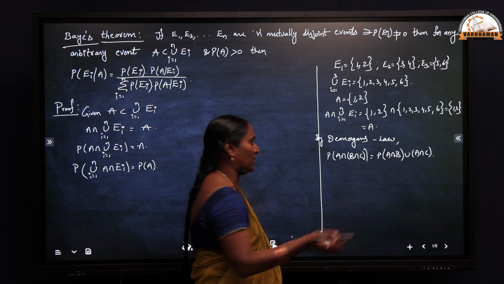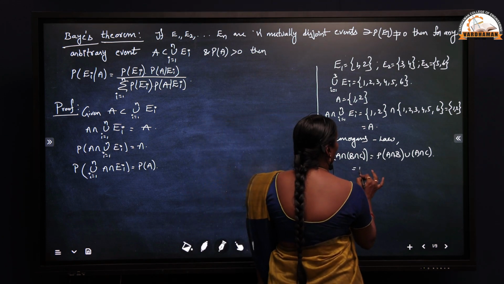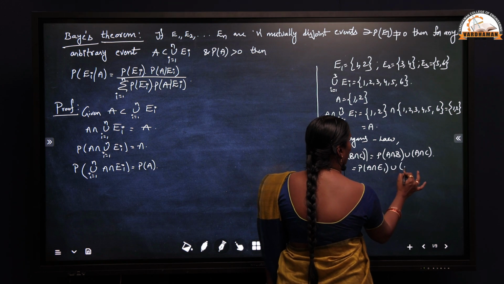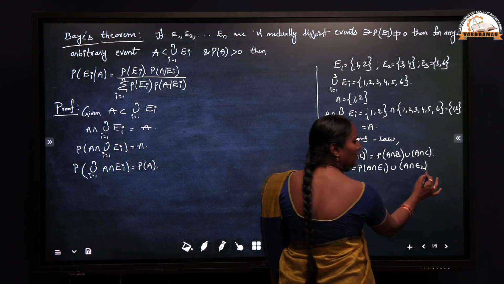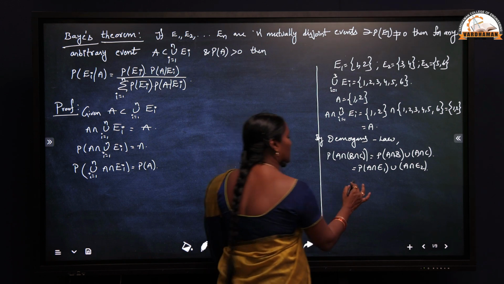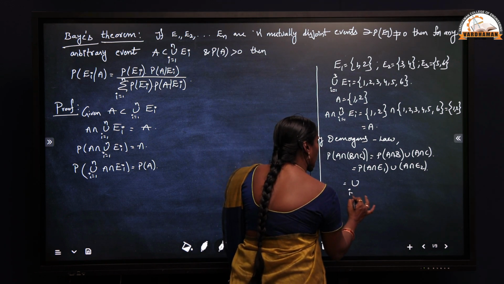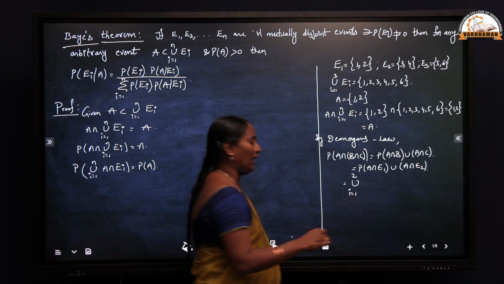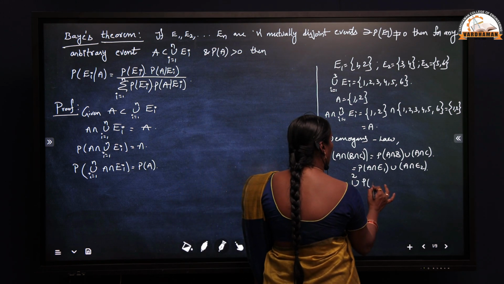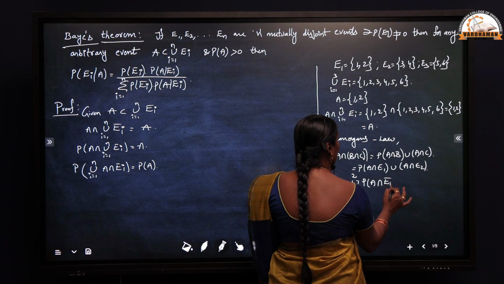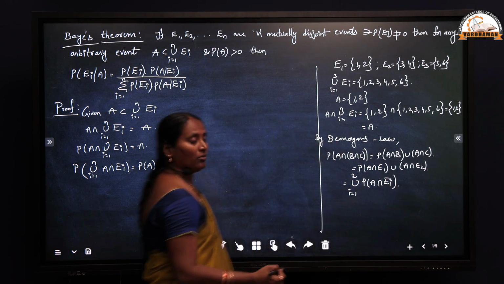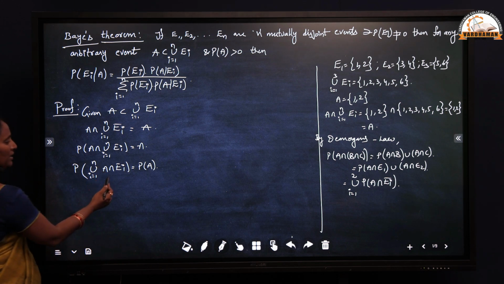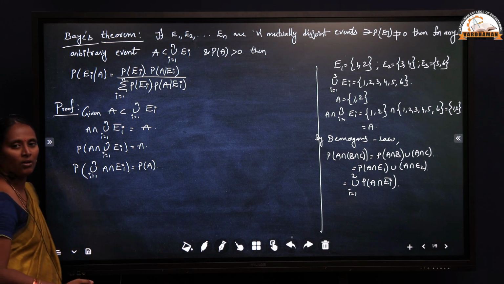Whenever you have 2 events, it is A intersection E1 union A intersection E2. The same way, we write it as the union over i equals 1 to 2, because we have 2 events. This is equal to P of A intersection Ei. So in the same way, the probability of the union over i from 1 to n of A intersection Ei is equal to P of A.